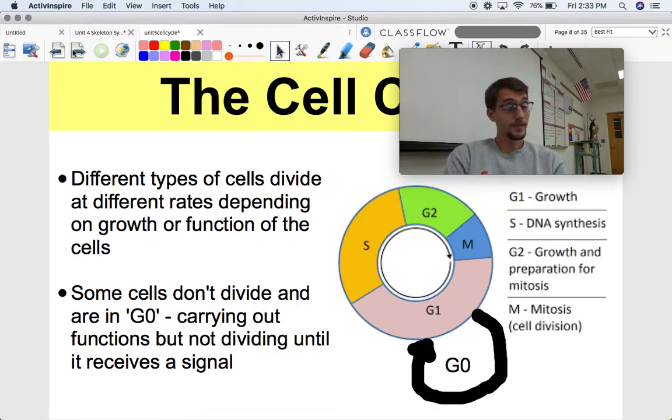But some cells don't divide at all, and that's our 5th phase of the cell cycle: some cells don't divide and they stay in what's called G0. They carry out the functions, but they don't divide unless they receive a signal saying, hey, you have to divide. Some examples are neurons. You have about a couple trillion of them in your brain. They do not replace themselves at all. They are amitotic, meaning that they will never divide and they will stay in this G0 phase for the rest of their life. So that's G0 phase, and those are the 5 different phases of the cell cycle. So cells have to divide.